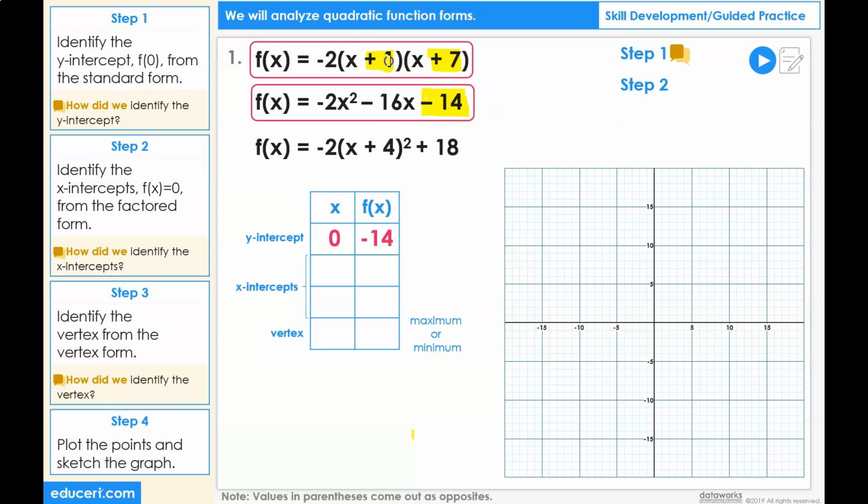So positive 1 means that our first intercept will be at -1, 0. Positive 7, so the x-intercept will be at -7, 0.